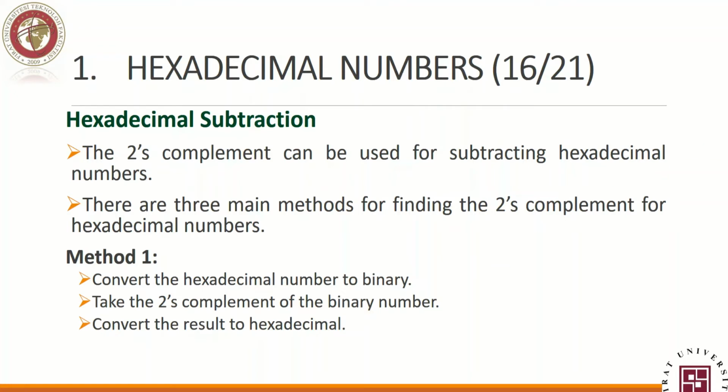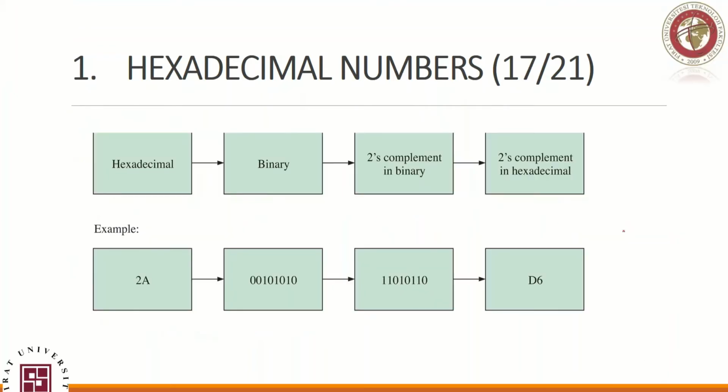We have 3 methods. The first one is like this. Now look, I can show you in a schematic diagram like this. We have the hexadecimal number. We convert it to binary. Take the 2's complement in binary. Okay, convert the binary to hexadecimal. Then we have the 2's complement of the hexadecimal. That's it. How? 2A converted to binary.